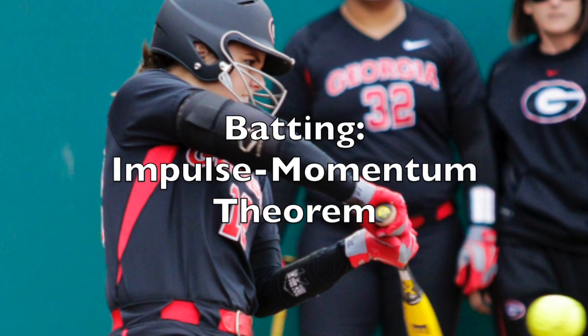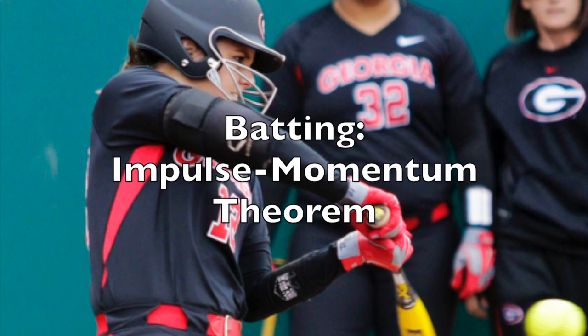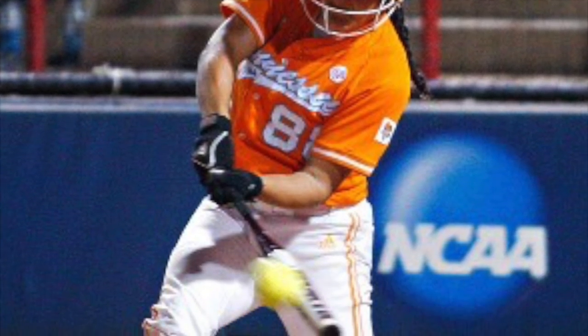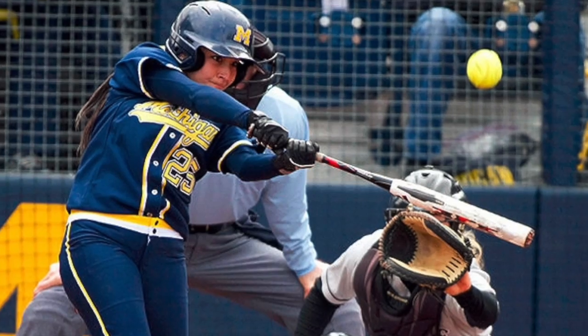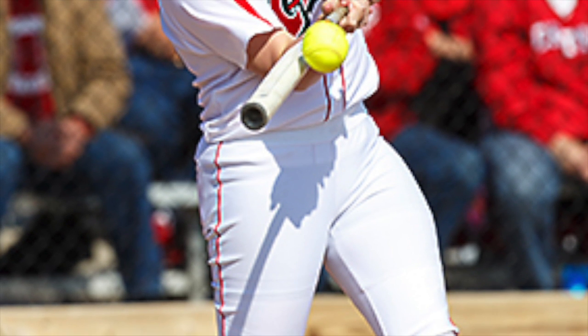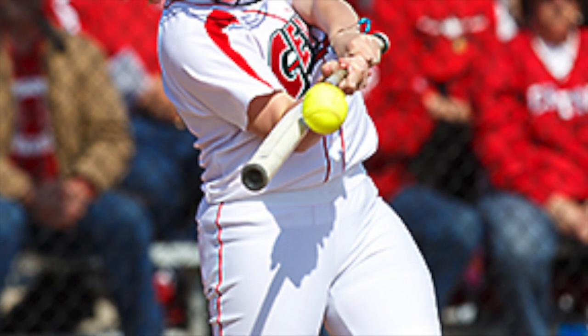The impulse-momentum theorem plays a crucial role in hitting a softball. To change an object's momentum, a force must be applied to the object over a period of time. The softball has momentum heading toward home plate after it has been released by the pitcher. In order to drastically change the momentum of the ball to go the opposite direction, the batter must swing their bat with a great force and apply this force to the ball for as long as possible.